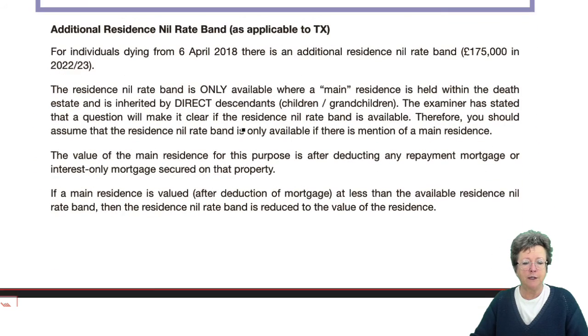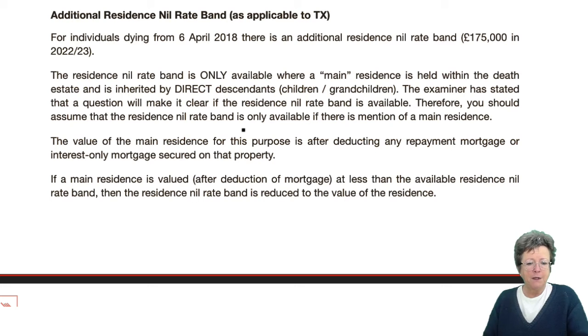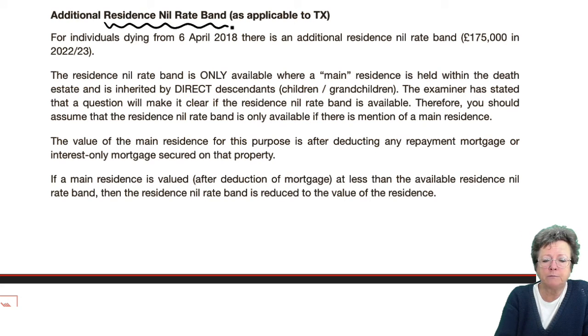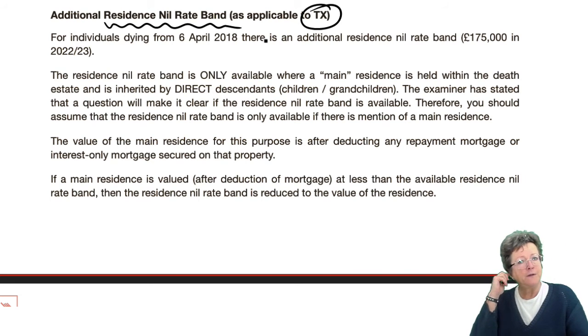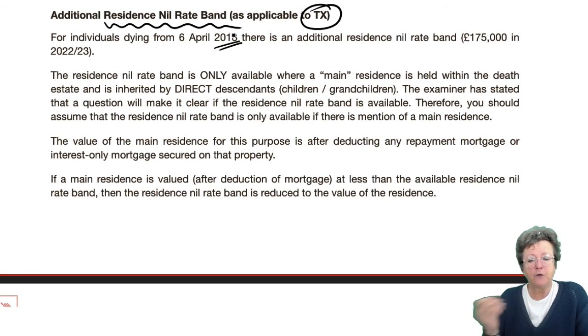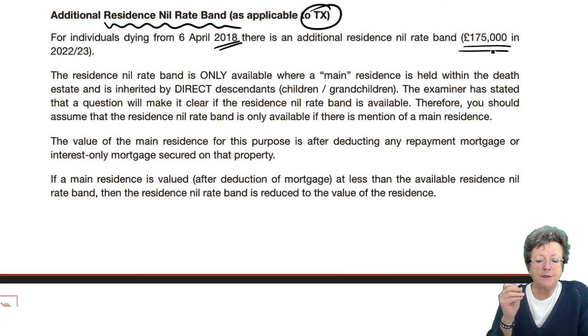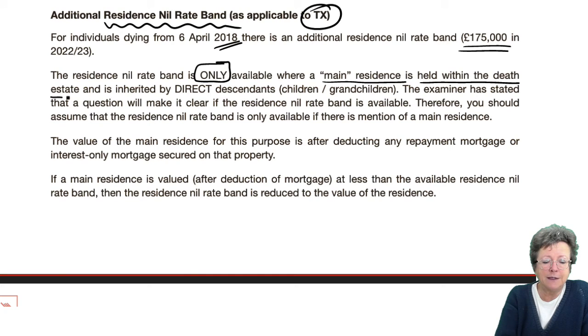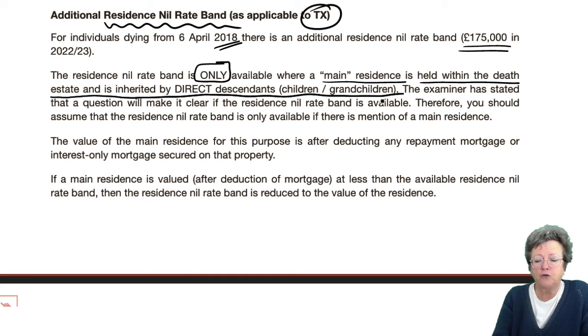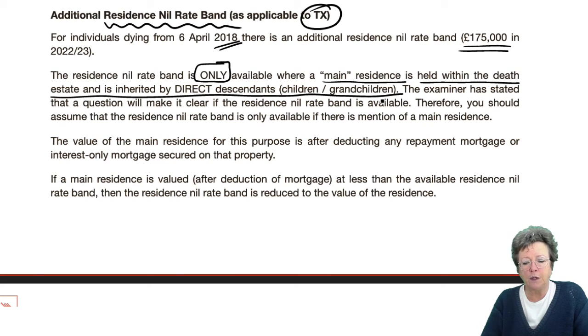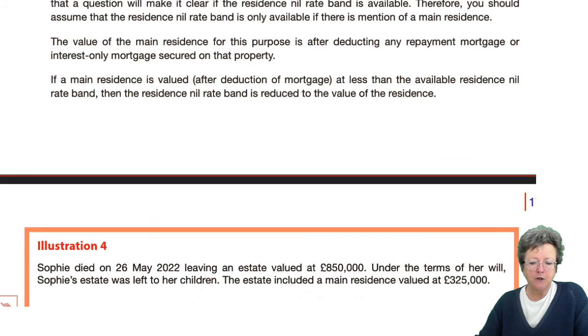Now, there is an additional nil rate band which we need to discuss. This is the residence nil rate band. Now, the rules are fairly complex, but these are the rules for your exam. Okay, this is from 2018, so it's applicable in our year. It's £175,000. Now, it's only available if it's the main residence held within the death estate and inherited directly by the children or the grandchildren, and the question will state whether or not it's available. Okay, that's the one thing. Now, there's an illustration that goes with this to show you how it works.